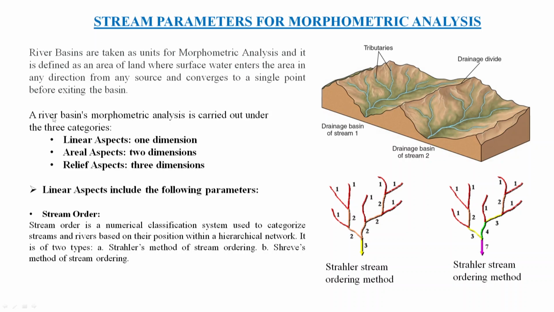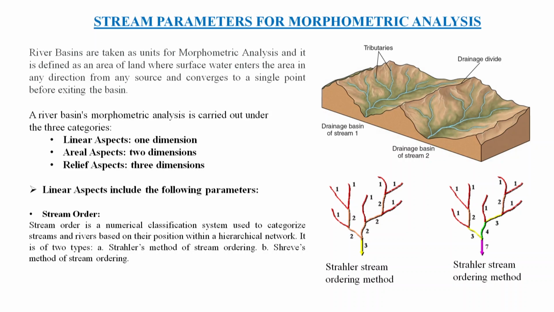A river basin's morphometric analysis is carried out under three categories: linear aspects, which are obviously one dimensional, areal aspects, two dimensional, and relief aspects as well, which are definitely three dimensional, where apart from the length and width of a basin, your relief, that is the altitude difference or the elevation change within that basin, is also considered. That is why it is considered under three dimensional morphometric analysis.